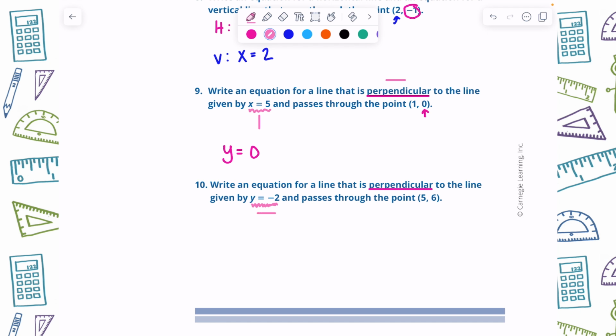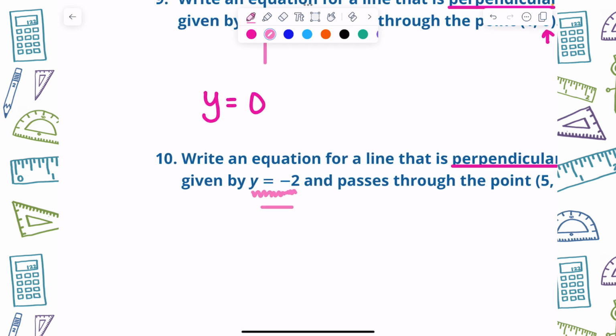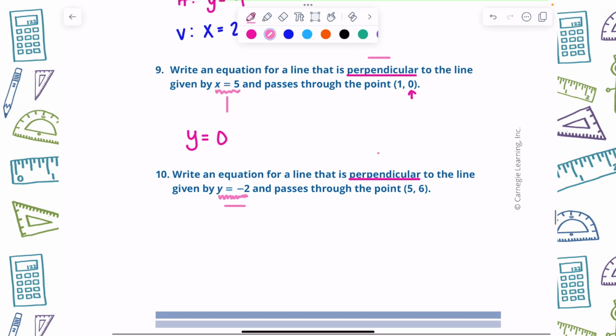Well, what type of line is perpendicular to our horizontal line? A vertical line. So we know we are looking for a vertical line, which means the equation is going to have to be x equals a number, because vertical lines all have the equation x equals a number. And then we know that it's going to pass through the point (5, 6), so the x coordinate of that point is 5. So we can say x equals 5. That is our answer to that problem.